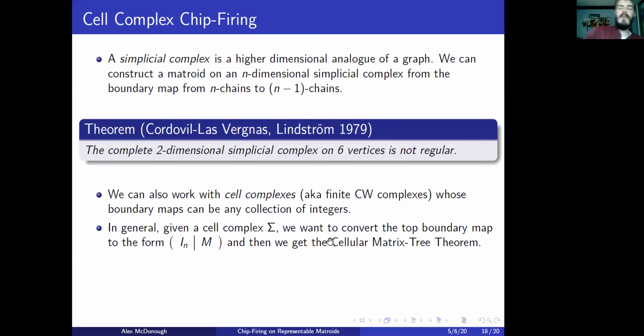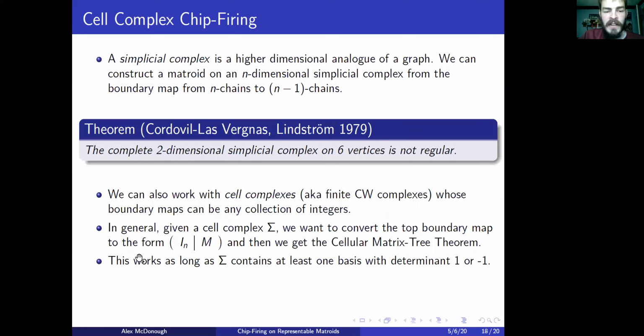So we want to convert the top boundary map to this form and then get the cellular matrix tree theorem. And we can't always do this. It works as long as our cell complex contains at least one basis with determinant 1 or -1. When it doesn't, we can't really have this identity here, and then everything falls apart. I haven't really looked into exactly how much it falls apart. It might be fixable, but it's not some trivial little thing. There's a lot of issues.